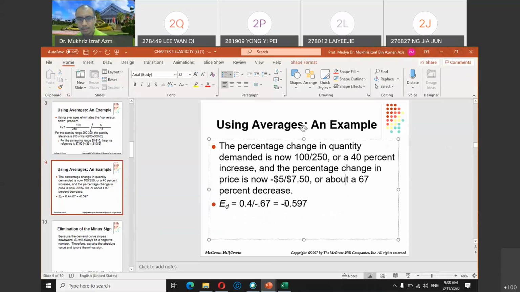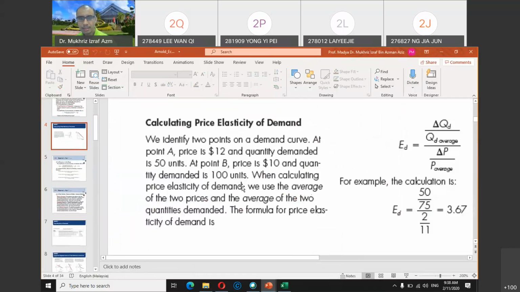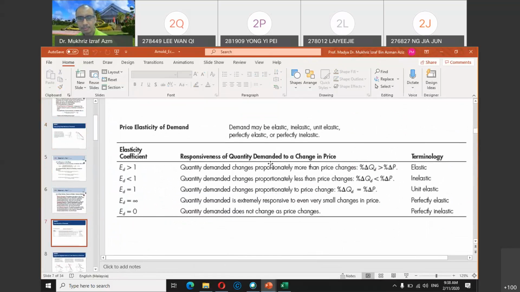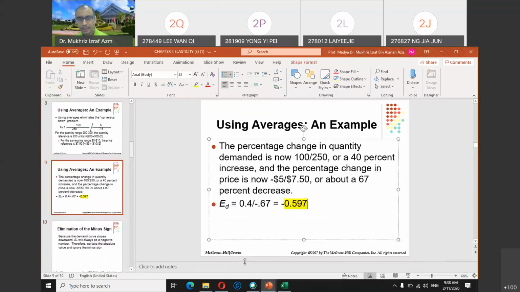But what we are interested in is the absolute value only, meaning 0.597, which is less than 1. Less than 1 means the demand is what we call inelastic demand, meaning the value of the elasticity of demand is less than 1. So in this particular example, how do you interpret 0.597? This is again another important aspect. First, you know that the value is less than 1, meaning the demand here is inelastic demand, because the absolute value 0.597 is less than 1. But what does 0.597 mean?